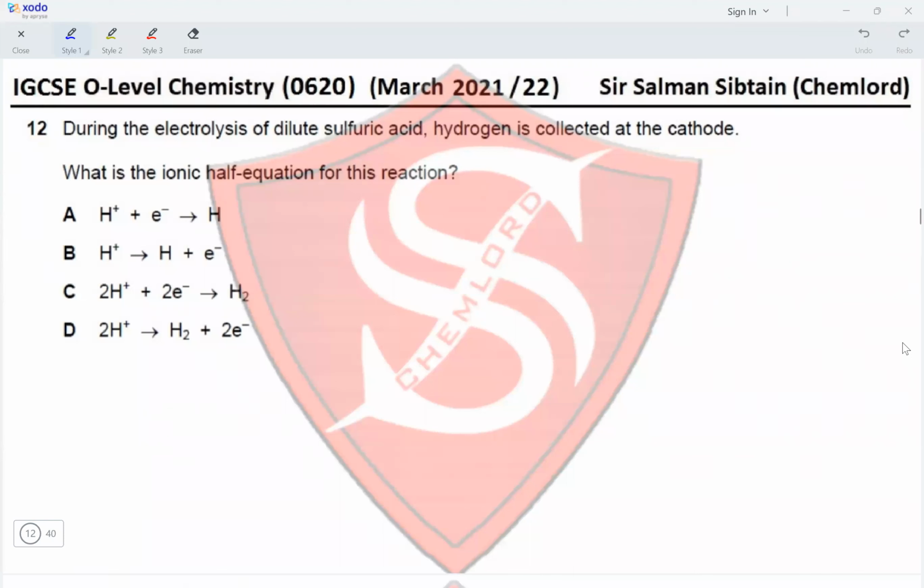Question 12. During the electrolysis of dilute sulfuric acid, hydrogen is collected at the cathode. What is the ionic half equation for this reaction? So we've got hydrogen gas being collected. So we would have 2 moles of H positive ions. And since it is the cathode, this is where reduction takes place. So they will be accepting 2 moles of electrons and producing 1 mole of hydrogen gas. So this makes option C the correct option for this question.